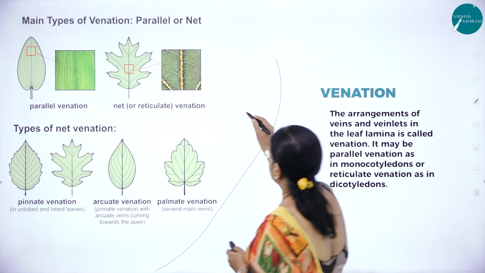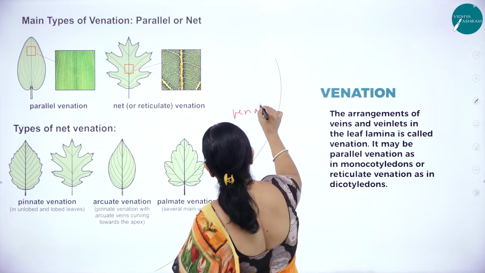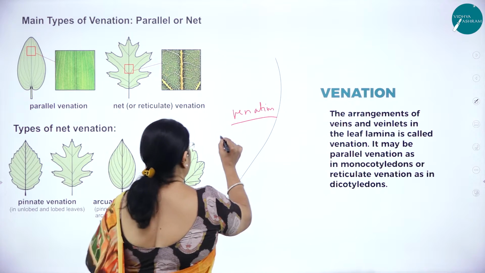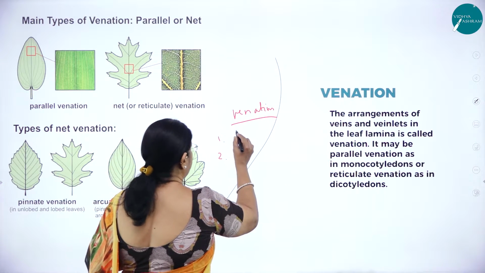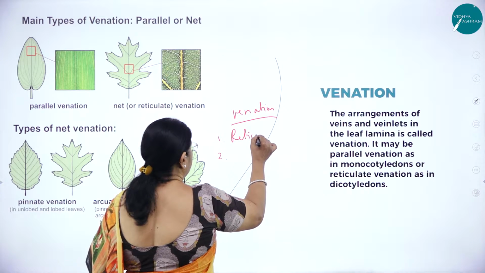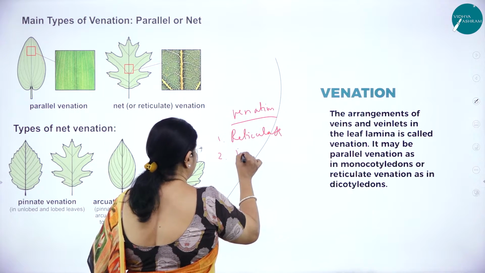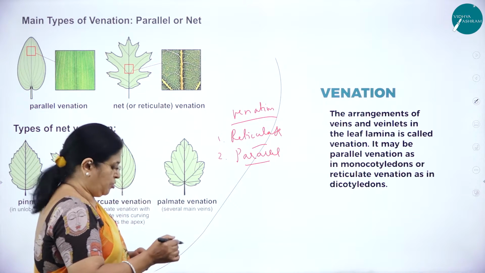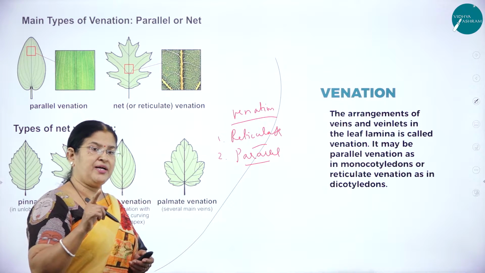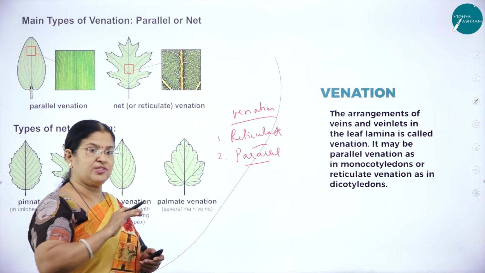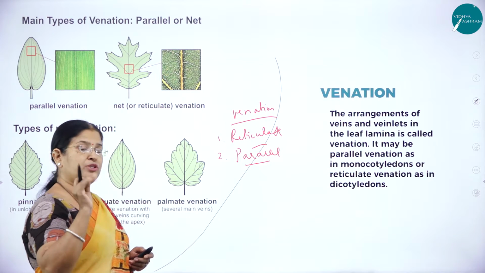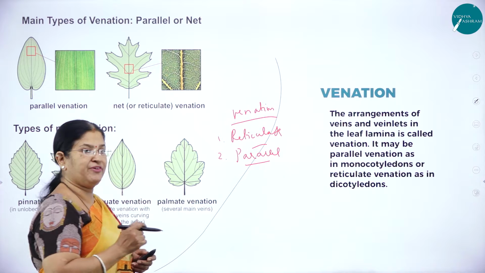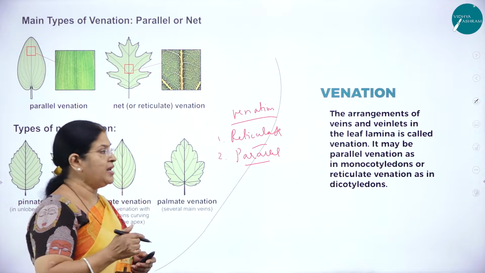Venation is of two types. One is called reticulate venation. The other one is called parallel venation. What is venation? Venation is nothing but the arrangement of veins and veinlets on the leaf lamina. There are two types of venation: reticulate venation and parallel venation.